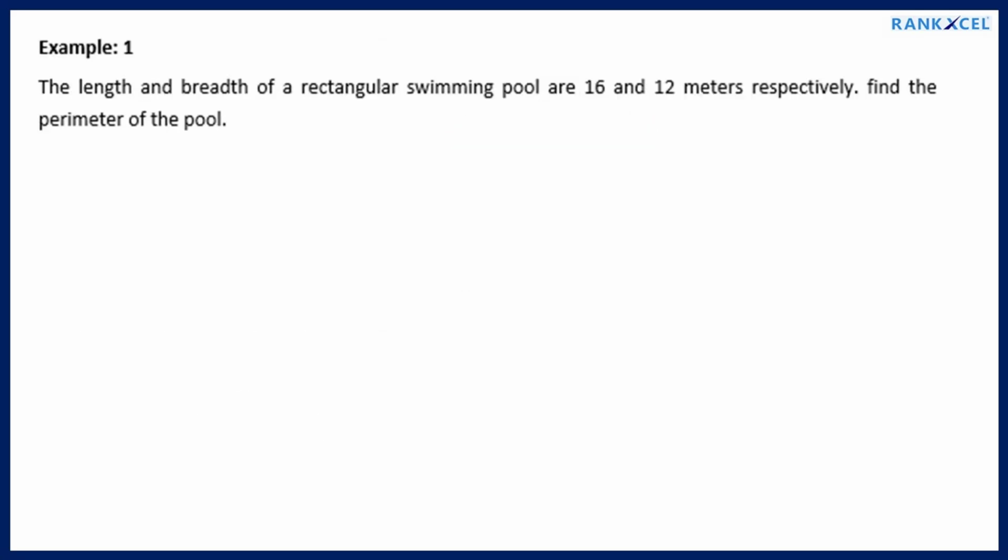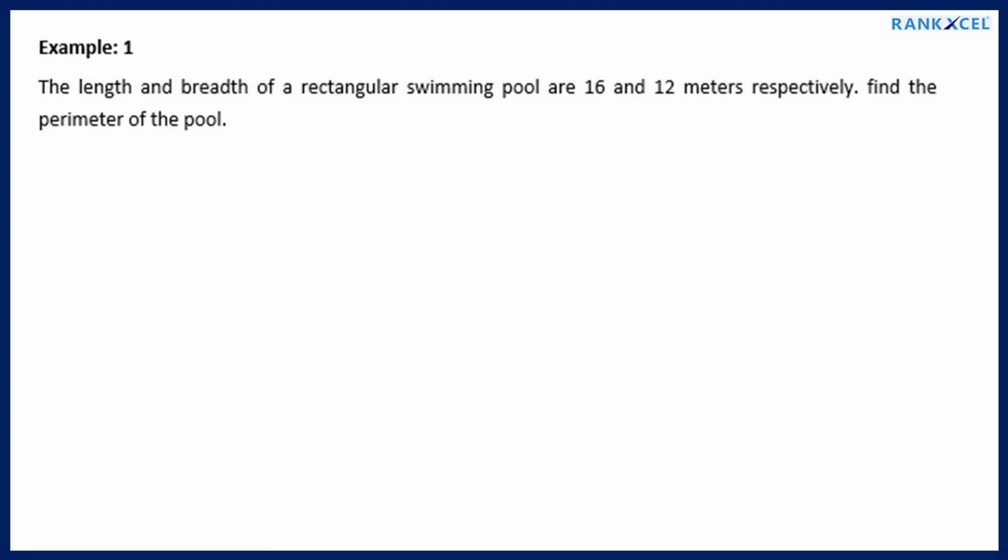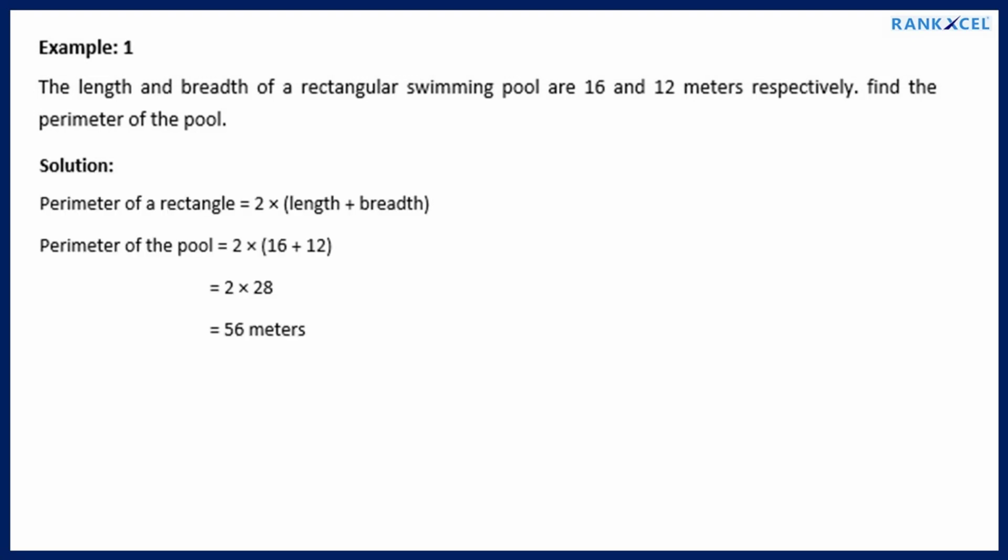Example 1. The length and breadth of a rectangular swimming pool are 16 and 12 meters respectively. Find the perimeter of the pool. Solution. Perimeter of a rectangle equals 2 times (length plus breadth). Perimeter of the pool equals 2 times (16 plus 12). Equals 2 times 28. Equals 56 meters.